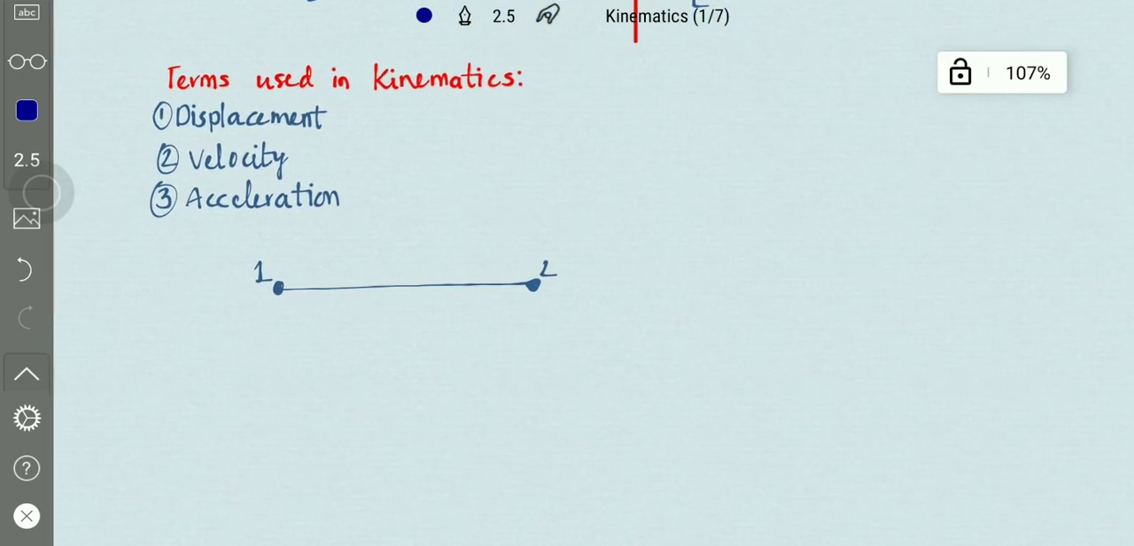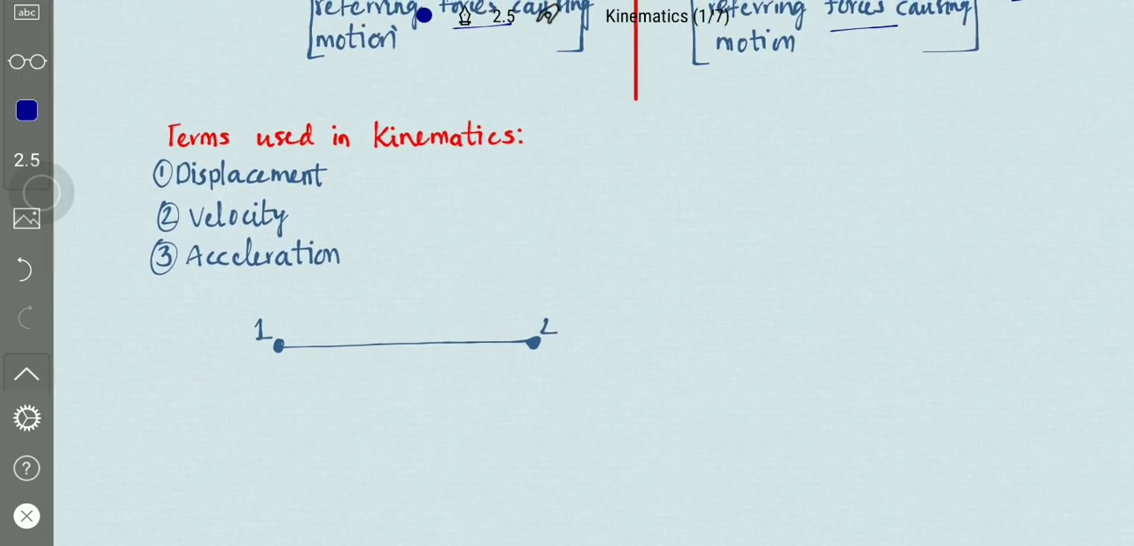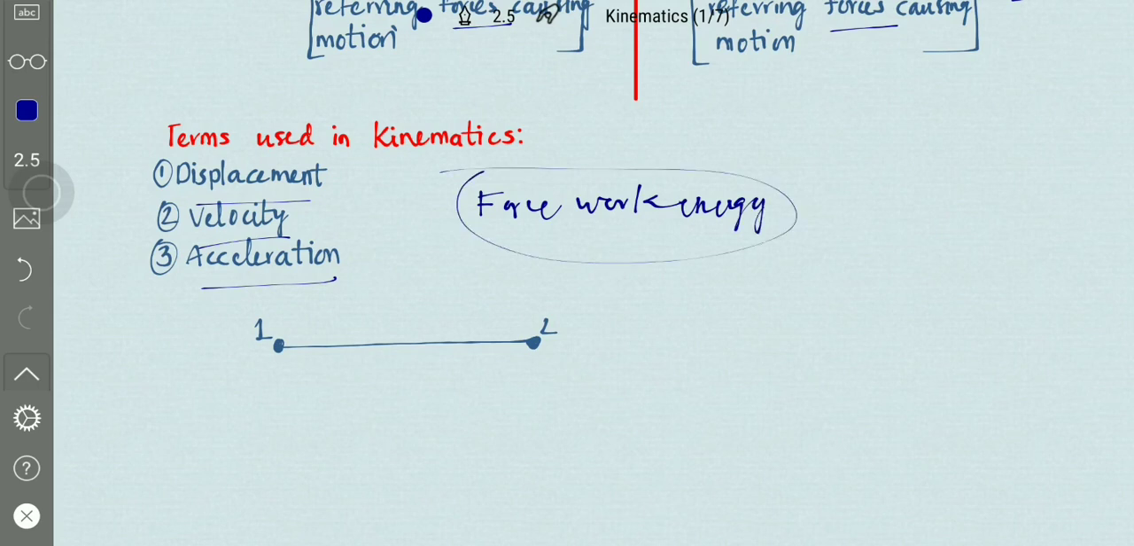So some terms which are used in kinematics are displacement, velocity, and acceleration. The terms like force, work, energy, these are not considered in kinematics. So let us see what is displacement, velocity, and acceleration.